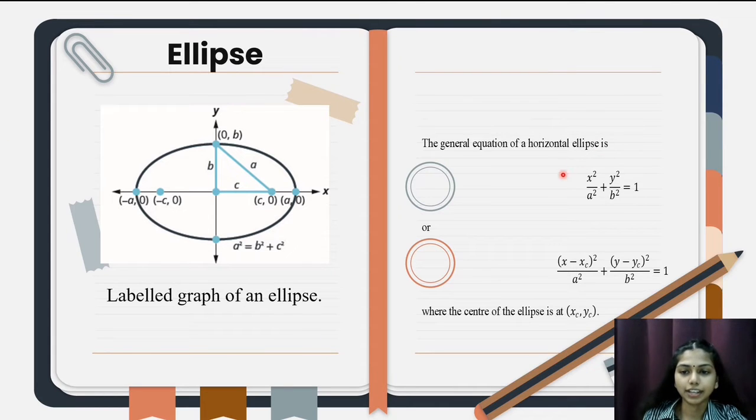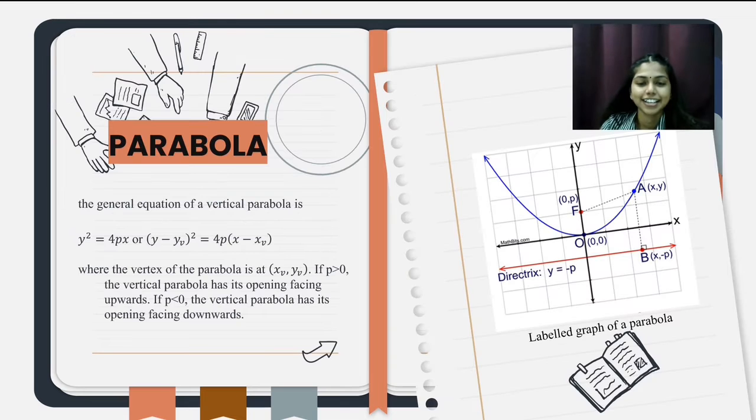If you look at the equations on the right, these are the horizontal ellipse equations being used. Next, let's look at the parabola. The general equation of a parabola was used in solving problems related to the application of parabola. Same as the ellipse, the parabola also has 2 types. Based on the figure on your right, we used the vertical parabolas.